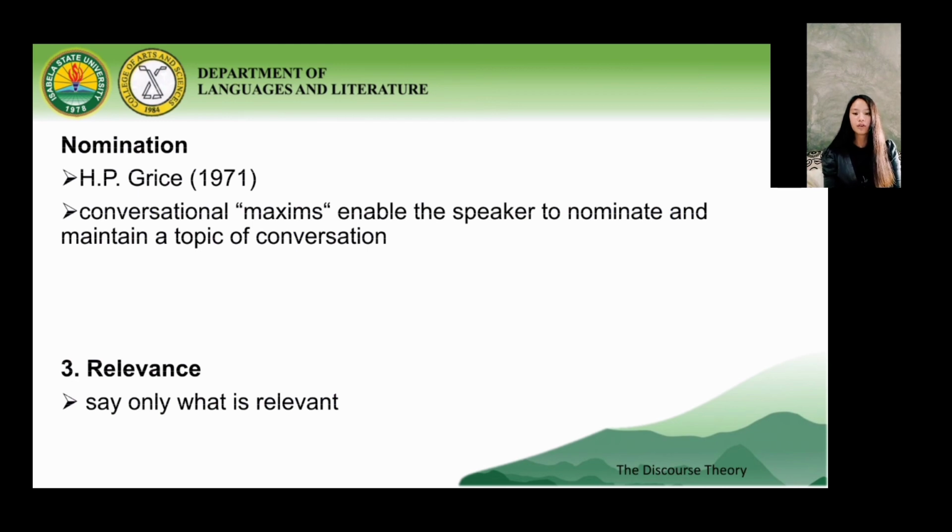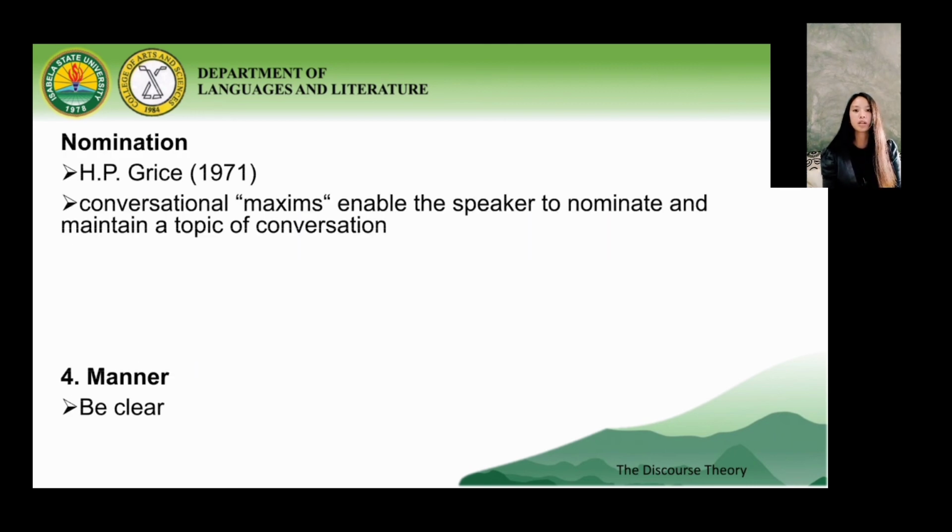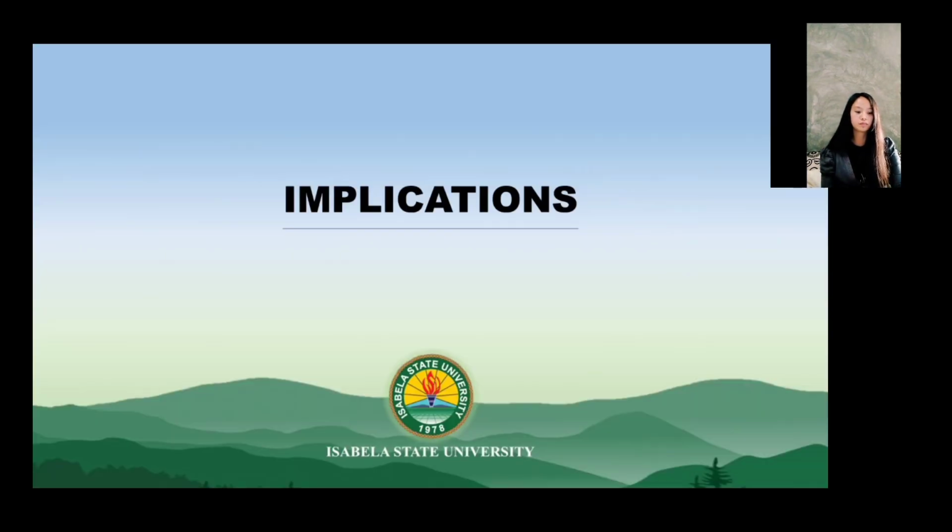And also relevance. You may say only what is relevant to the topic that you are about to talk about or you are talking about. And of course, manner. In order for the two of you to understand each other, manner means you need to be clear about what you are saying so that your listener can easily understand you.